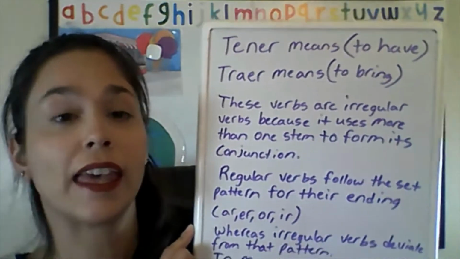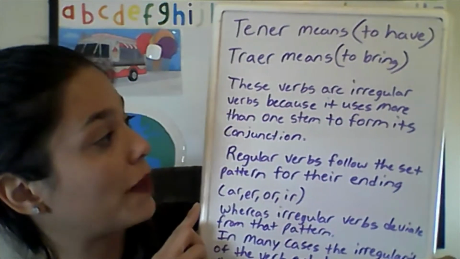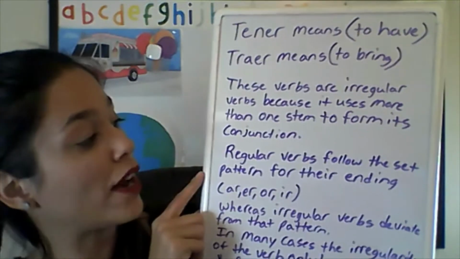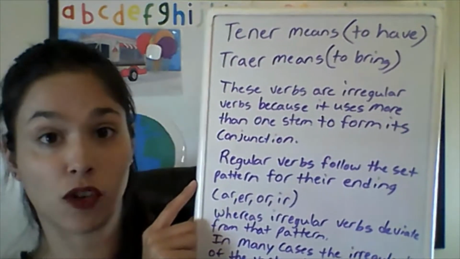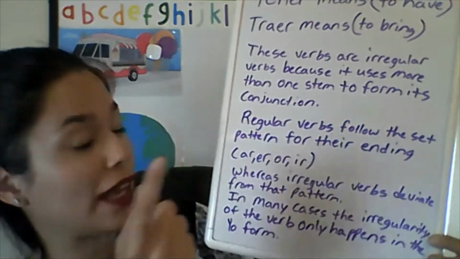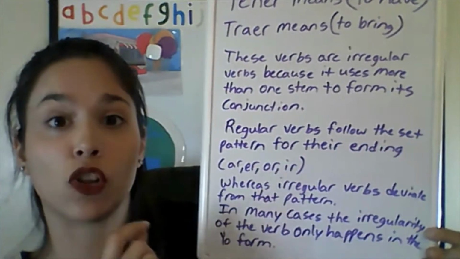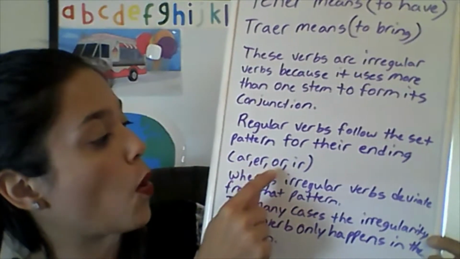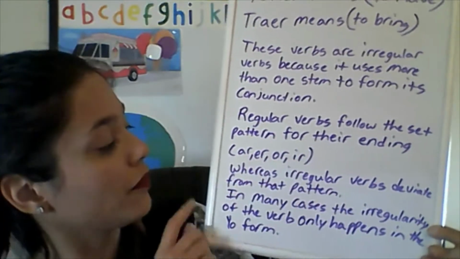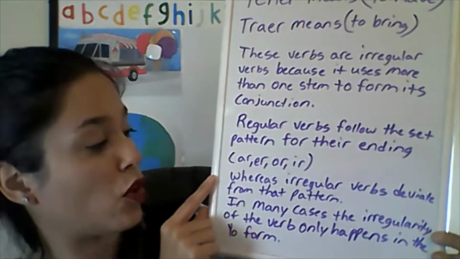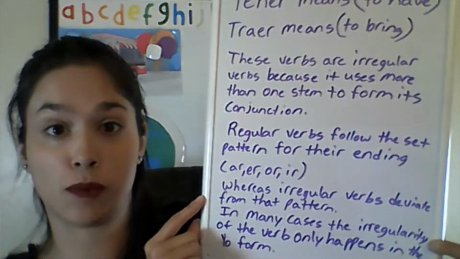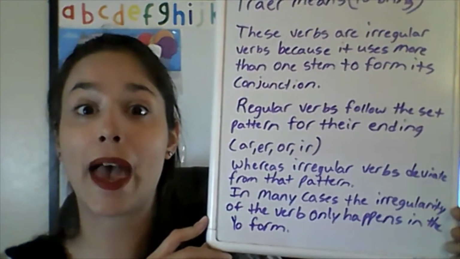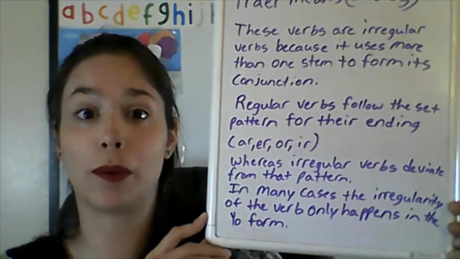So, these verbs are irregular because they use more than one stem to form their conjugation. Regular verbs follow a set pattern for their endings. So, in Spanish, the regular pattern would usually end in -ar, -er, or -ir. Whereas irregular verbs deviate from that standard pattern. And in many cases, the irregularity of the verb happens in the yo form.